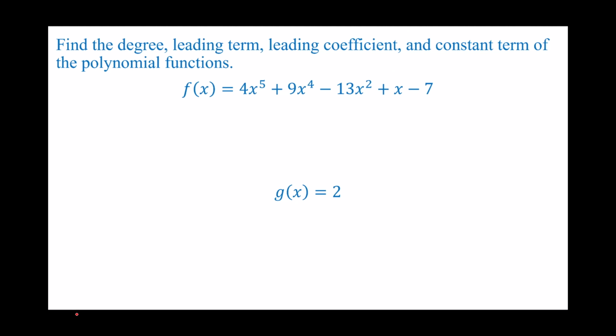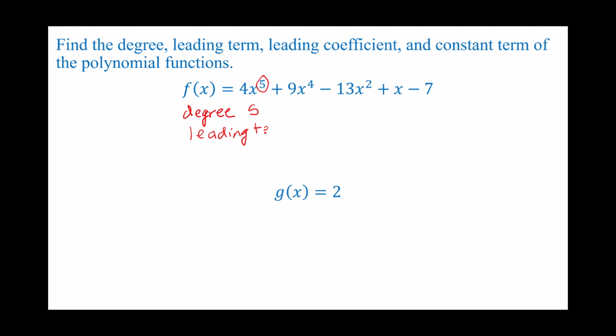Find the degree, leading term, leading coefficient, and constant term of the following polynomial functions. So let's start with f of x. F of x equals 4x to the fifth plus 9x to the fourth minus 13x squared plus x minus 7. The degree would be the highest power. Now these terms are written in descending order of the powers, which is nice. So our degree is 5. That's our highest power.